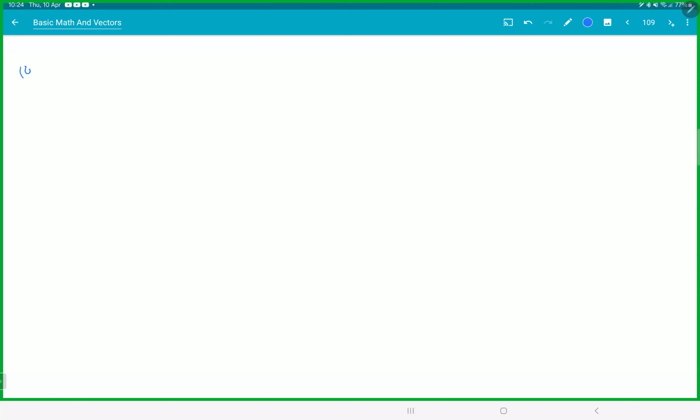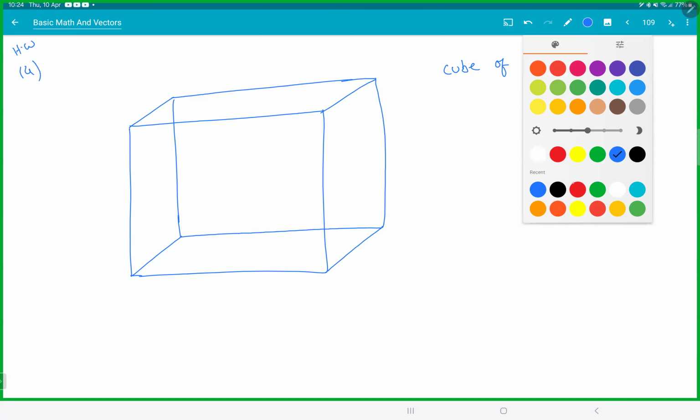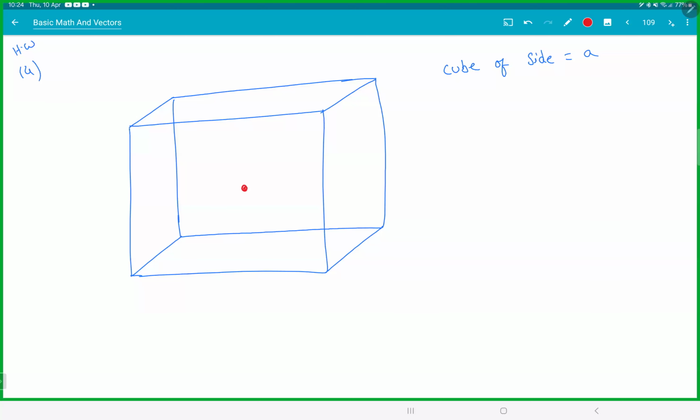I want you to try this as homework. So next class when we meet, we will discuss this. It's a good one. So listen to the question carefully. We have a cube here. It's a cube of side A. Imagine the room you're sitting in. At the center of the cube, you kept a mass m.